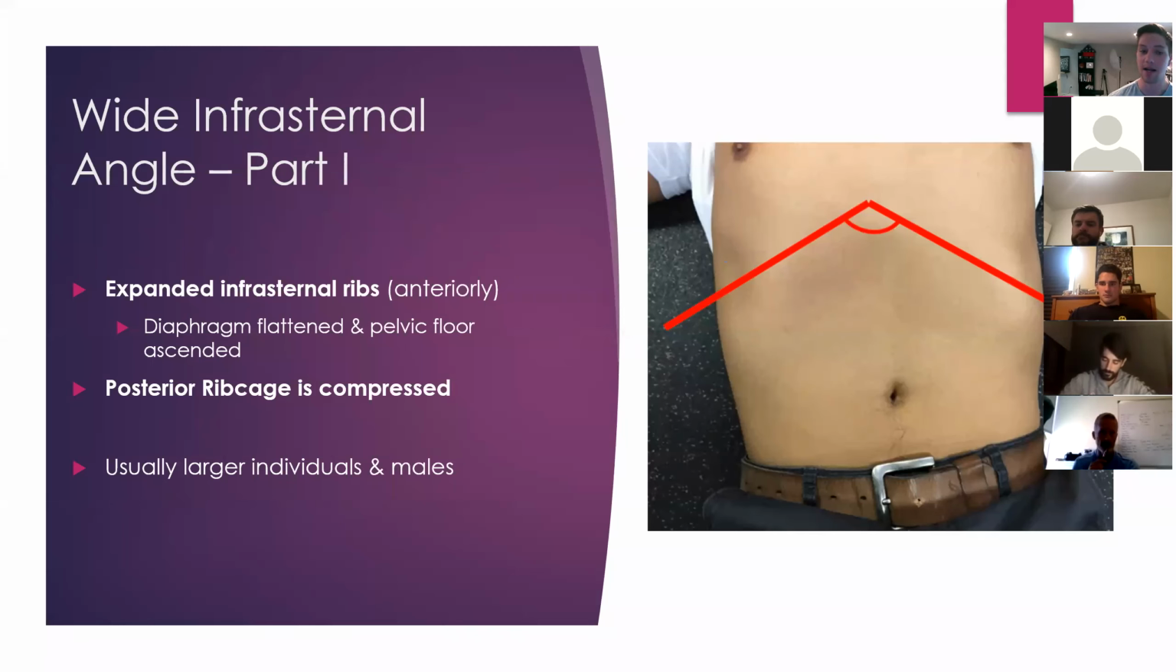So with a wide ISA, you're going to have expanded infrasternal ribs. These people are going to be pushing air forward a lot. They're going to have a posterior rib cage that is compressed. So they're compressed back there, so the air's got to go forward. When the air goes forward, what happens? Well, then this spreads out because I'm pushing everything forward. Generally speaking, I'm going to call this above about 110 degrees. That's what I'm looking for when I see a wide ISA.